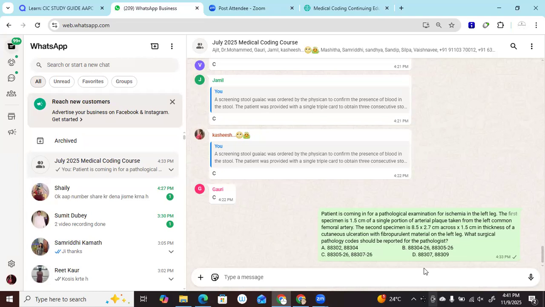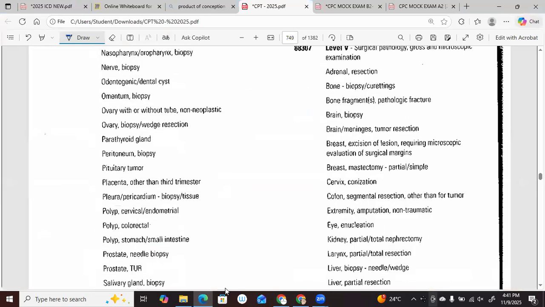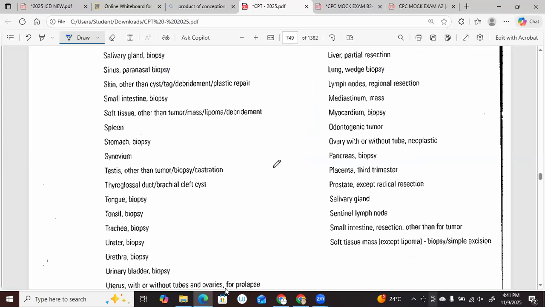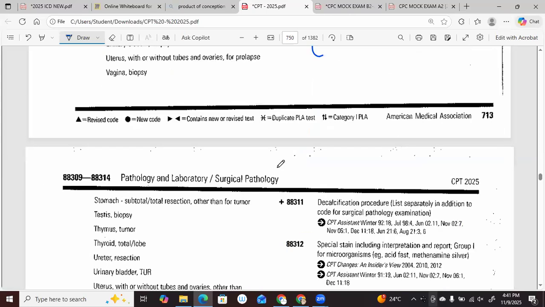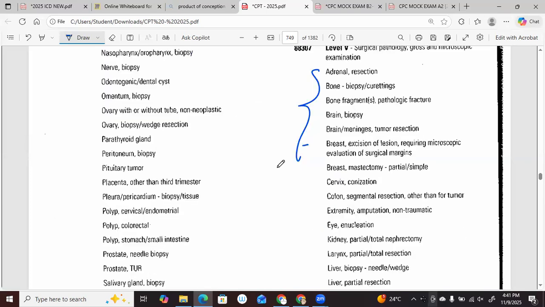So we have to rule out option D, because in option D we do not have the arteries. In 88307, let me pull that up. In 88307, we do not have the artery, and we do not have the skin. So skin and artery both are missing. So we have to rule out option D.